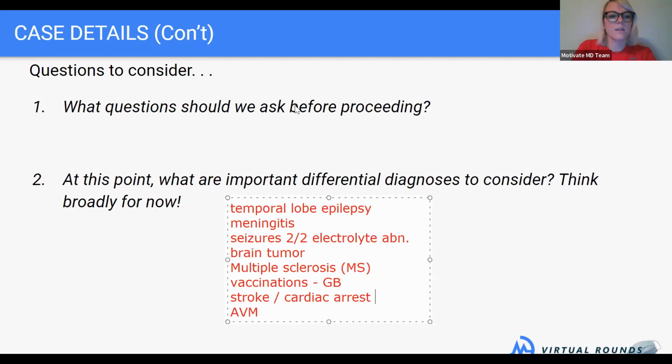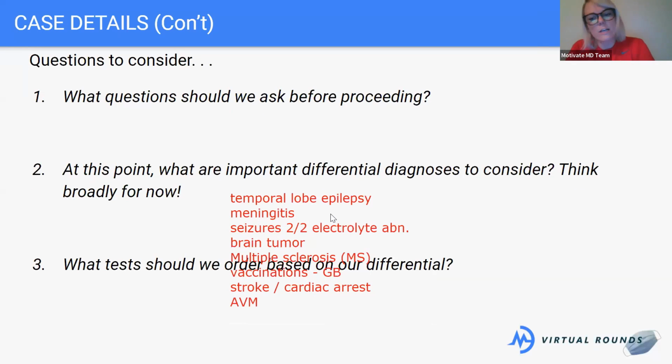So let's see the next question. What tests do you guys want to order based off of this differential? I kind of left it up so you guys can still see it and consider what you want to order. But let me know what you want to order, and we'll go from there.